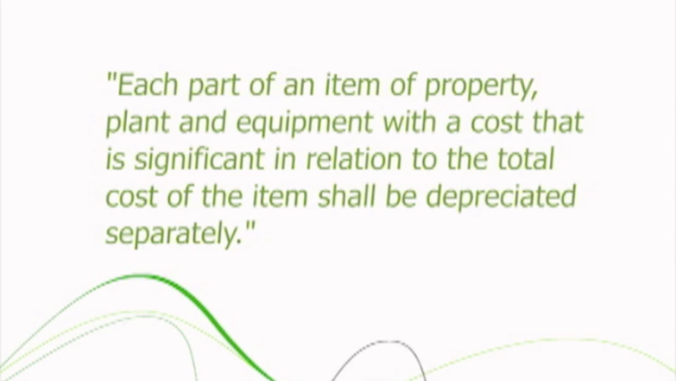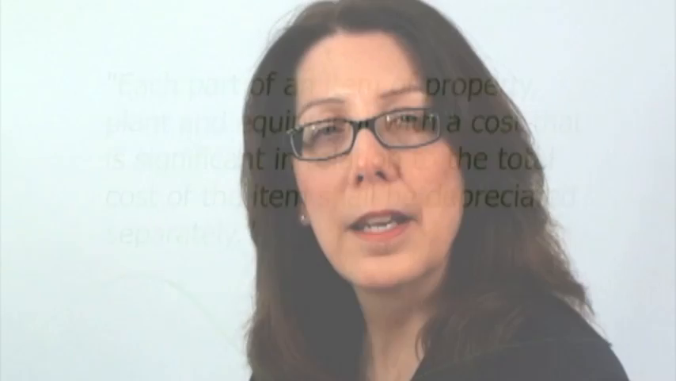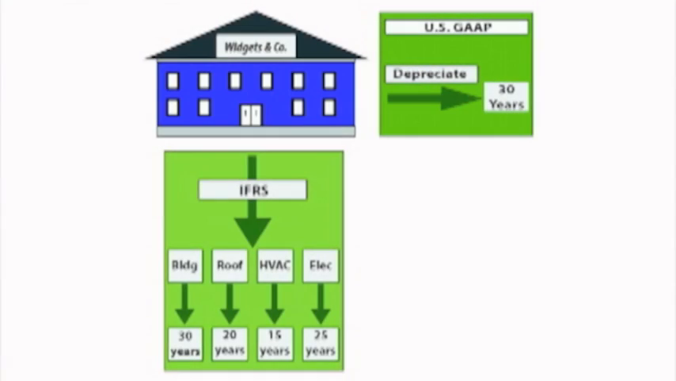For example, for aircraft, it may be appropriate to depreciate the engines over a different life than the airframe. Another example is a building. A building's significant components could be the heating and air conditioning systems, the roof, and the electrical system versus the core structure of the building itself.